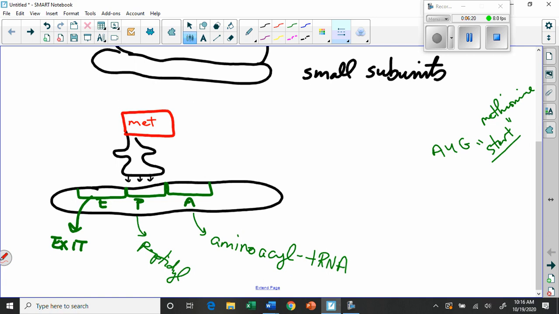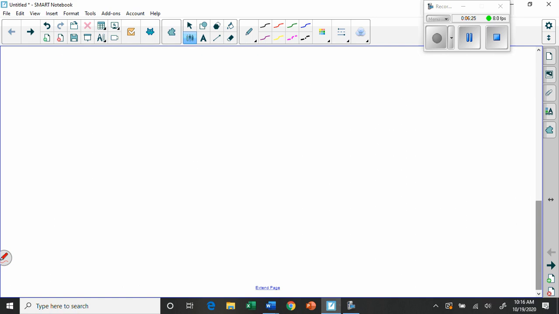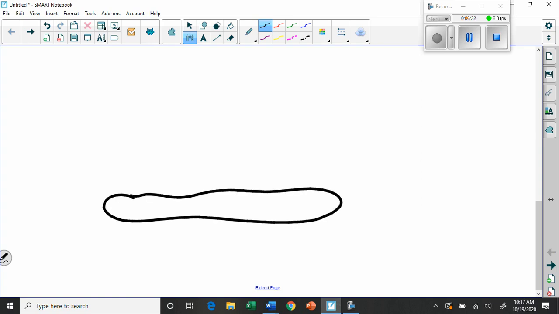So the next step then is once that binds, let's go down and draw a second picture. So we'll draw that sort of thing again. We'll put in those 3 binding sites. The exit, the peptidyl, and the aminoacyl right there. And now we have this methionine that's being held here. Now, it's being held in this place.